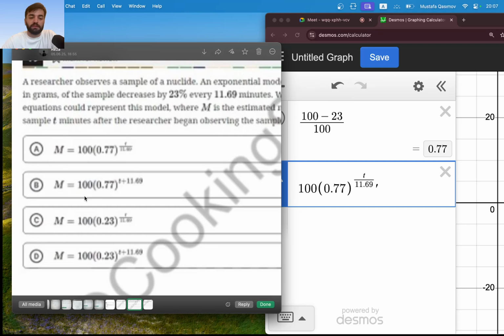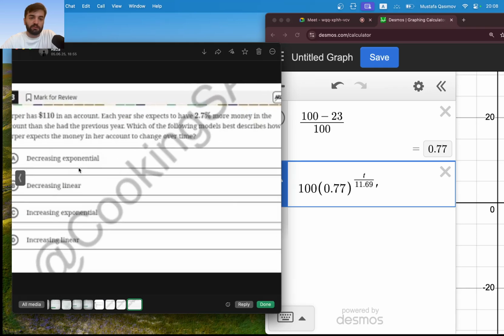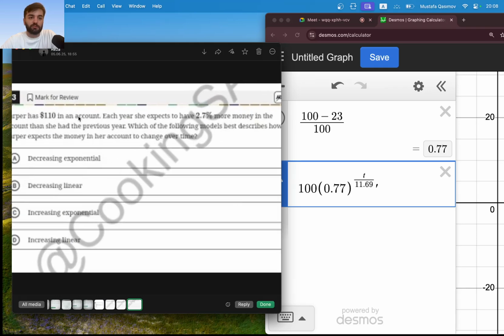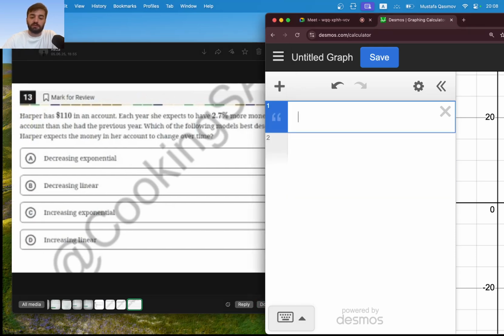We have an equation or function in this form, but when converting a word problem to its function, B and D will not be correct all the time. This question says 2.7% more than the previous year. When you have the previous year, it is automatically exponential.